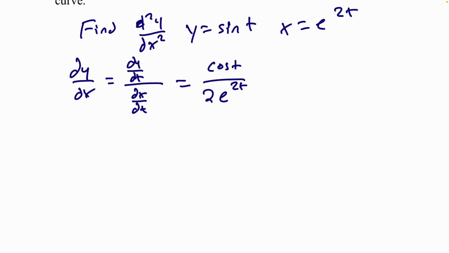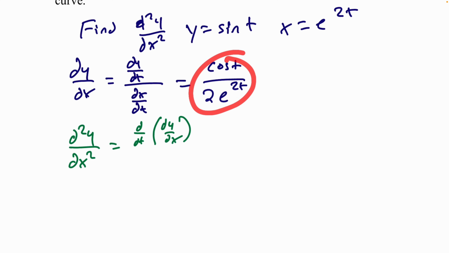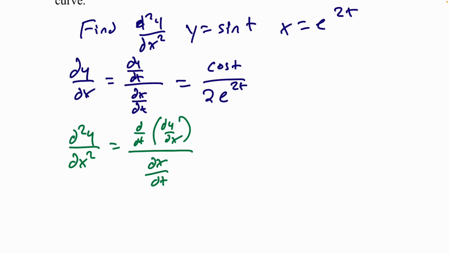So there is the first derivative. So now let's find the second derivative of this. What we need to do is find the derivative with respect to t of that first derivative that we just found. Then we're going to divide it by the dx/dt that we already have there, the 2 times e to the 2t. Okay, so here we go. Now, this might require a little bit of side work. We need to take the derivative of that first derivative.